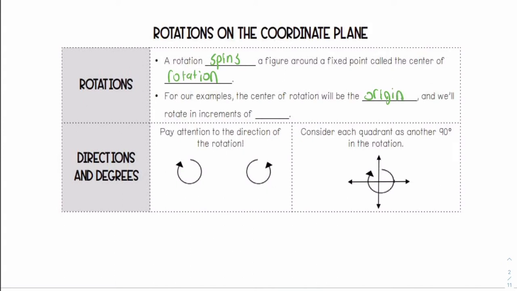In geometry class, you'll be able to rotate these around anything, but in this class, we only want you to be able to rotate things around the origin, which is 0, 0. And we're going to rotate things in increments of 90 degrees. You need to pay attention to the direction of the rotation.